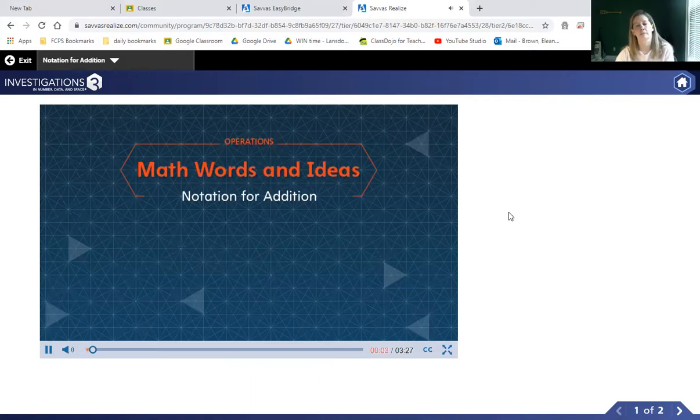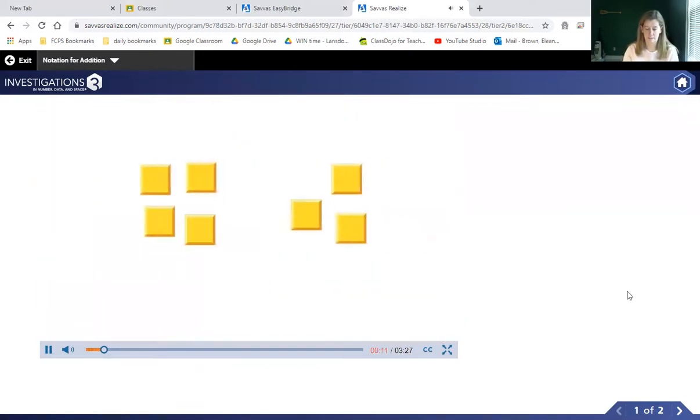Notation for addition. I can use math symbols to show addition. I have 2 piles of yellow tiles. 1, 2, 3, 4. There are 4 tiles in this group. 1, 2, 3. There are 3 tiles in this group.